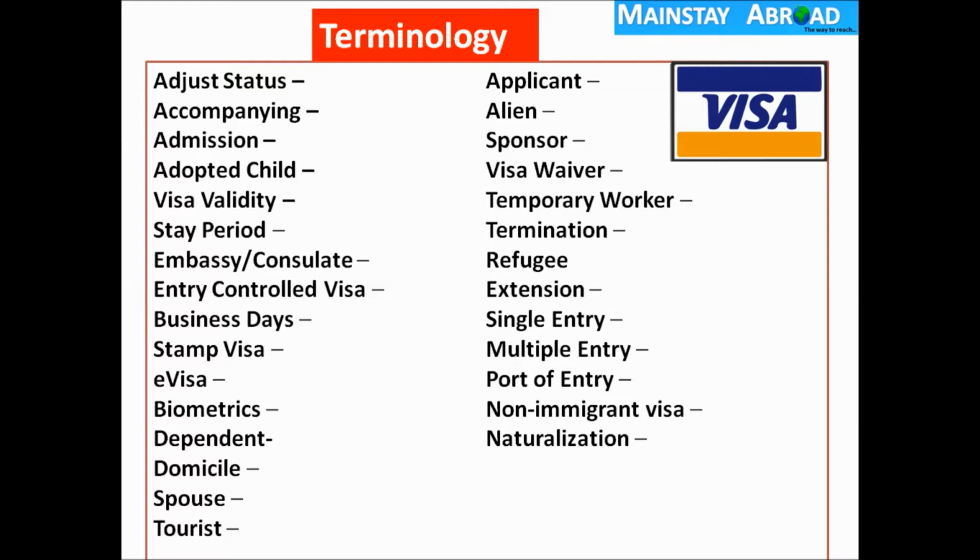Adjust status, accompanying, admission, adopted child, visa validity, stay period, embassy, consulate, entry controlled visa, business days, stamp visa, e-visa, biometrics, dependent, domicile, spouse, tourist, applicant, alien, sponsor, visa waiver, temporary worker, termination, refugee, extension, single entry, multiple entry, port of entry, non-immigrant visa, and naturalization. So let's discuss step by step. Here, let's focus on this slide.